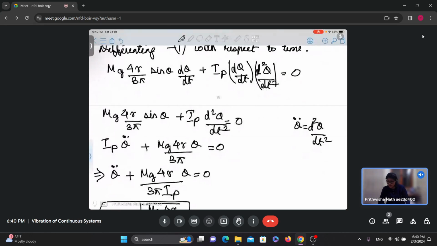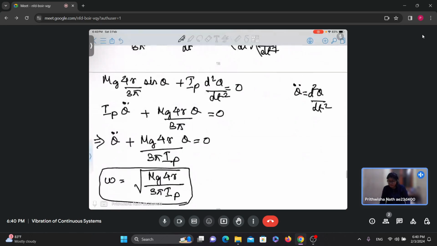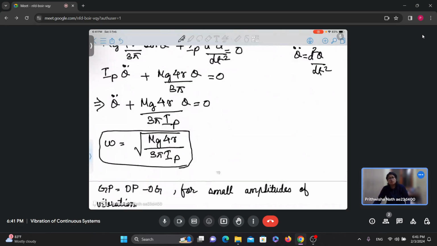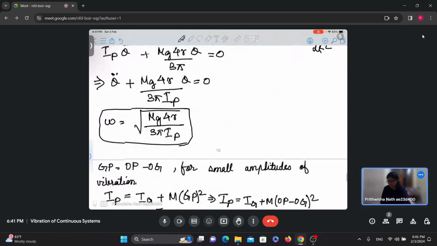So now what I do is simply rearrange this equation in terms of theta double dot. So I take the Ip in the denominator. So this is my omega in terms of Ip. But we need to find the value of Ip. How can we calculate that? For calculating Ip, we need the value of GP.